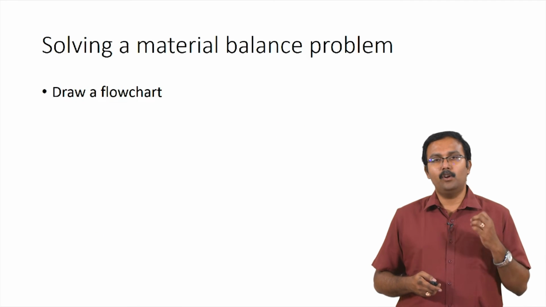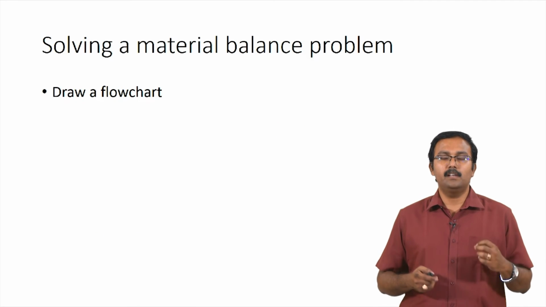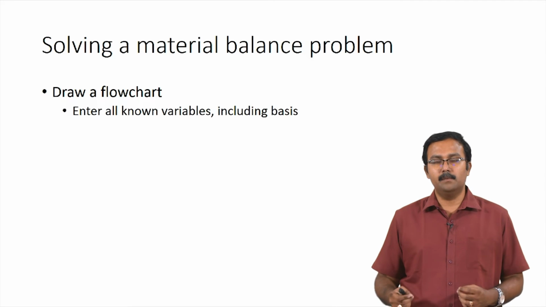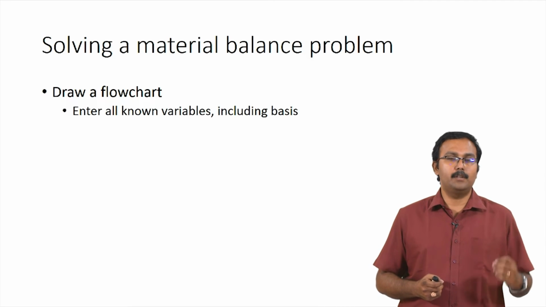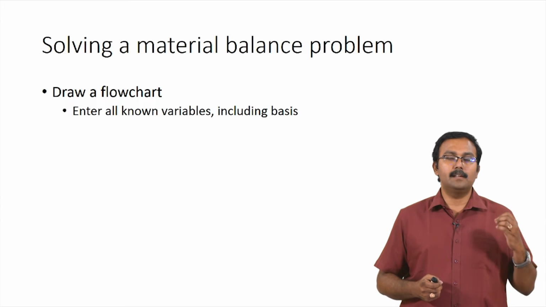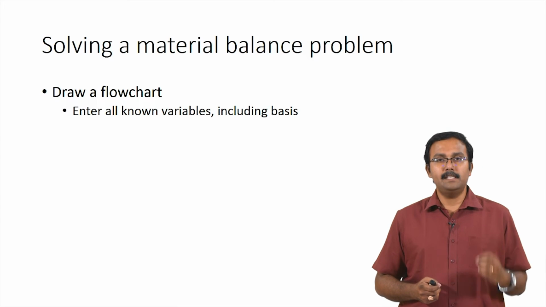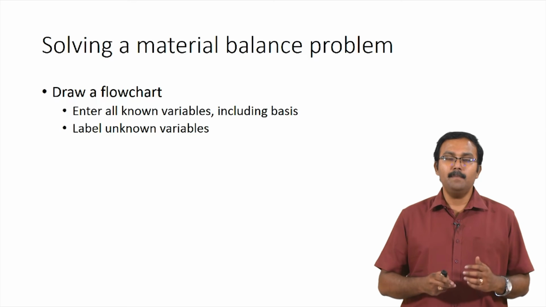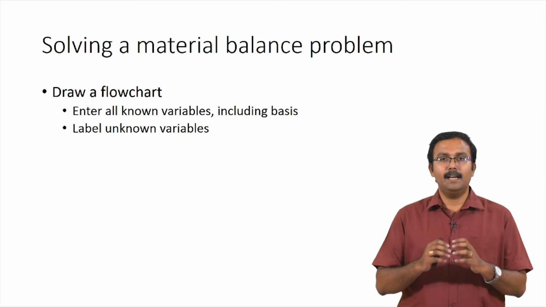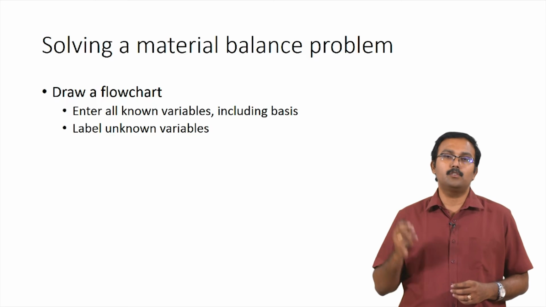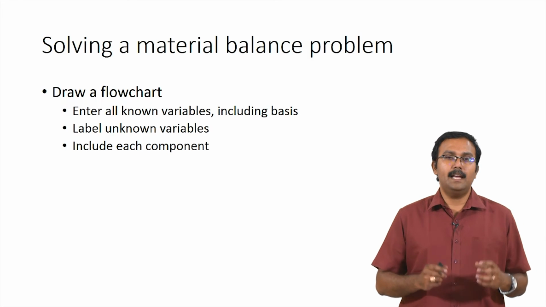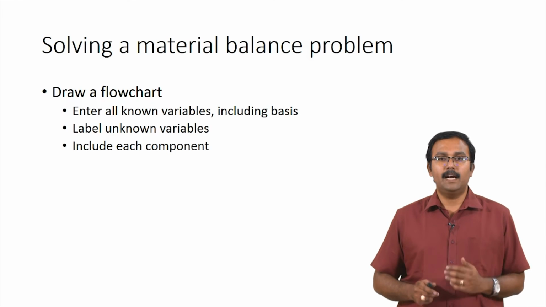Once you have decided on the basis, you start drawing a flow chart. This flow chart should have all the known variables, which includes the basis that you have chosen. Even if the basis is an assumption that you have made, please ensure that you enter this value in the flow chart. Label all the unknown variables and write them in the appropriate places of the flow chart. Include each component which is there in the system on the flow chart itself.